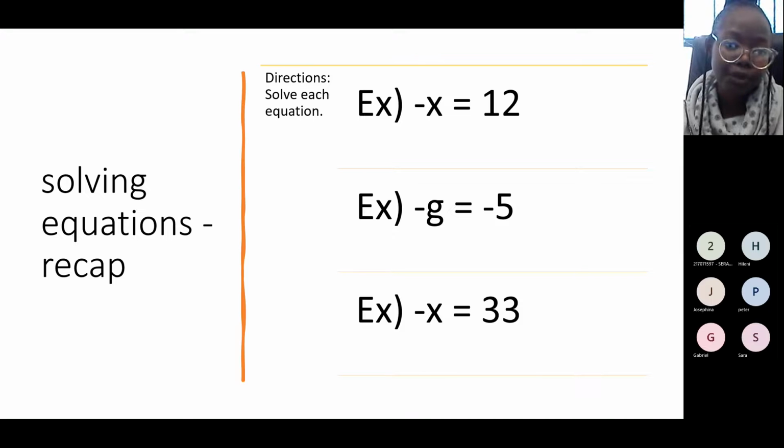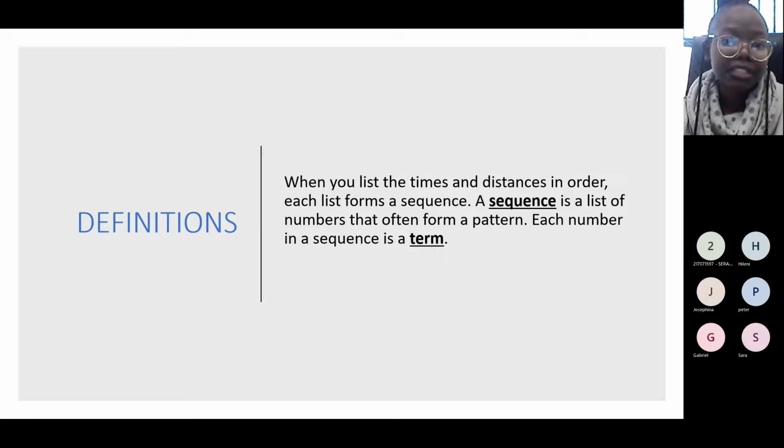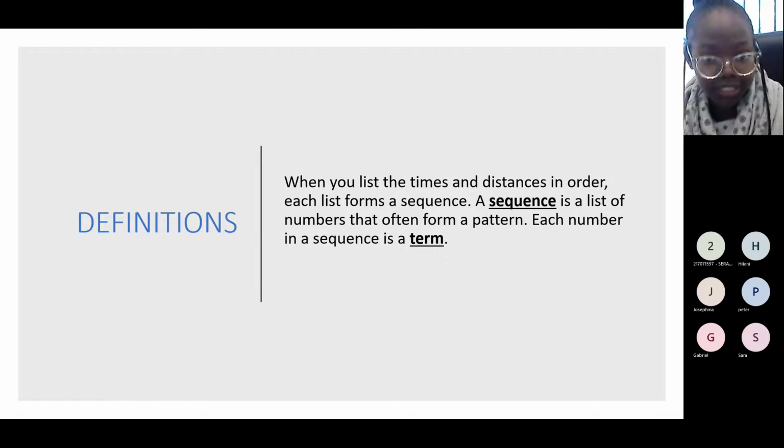Let's move on to today's lesson. I said it's on series and sequences, so let's start by defining what series and sequences are. A sequence is a list of numbers that form a pattern. Each number in a sequence is a term. So a sequence is a list of numbers, but those numbers should have a constant pattern, and each number in the sequence we refer to as a term.